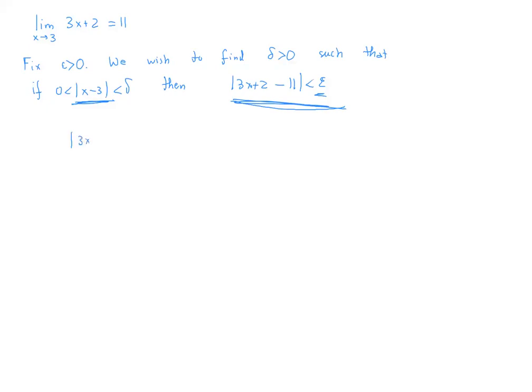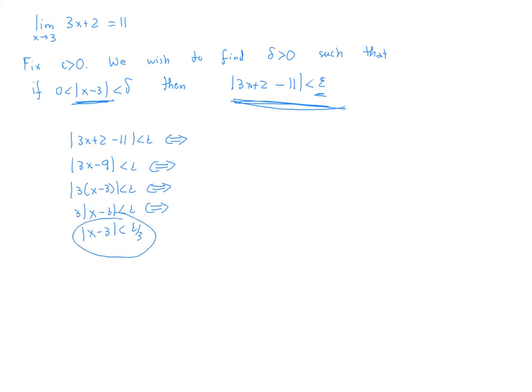So we have absolute value of 3x plus 2 minus 11 being less than epsilon is equivalent to absolute value of 3x minus 9 is less than epsilon, which means that 3 times absolute value of x minus 3 is less than epsilon, which is equivalent to absolute value of x minus 3 is less than epsilon over 3. So this pretty much tells you how small does x minus 3 have to be so that this holds? It has to be smaller than epsilon over 3.